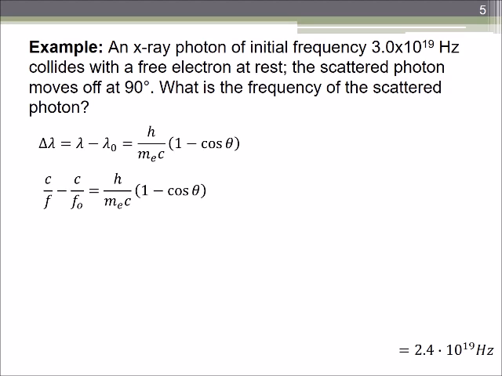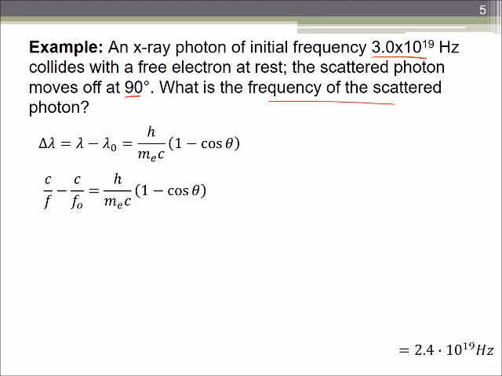So how do we use this math? Here we have the equation. So here we have an X-ray photon, initial frequency of this, collides with a free electron at rest. The scattered photon moves off at 90 degrees. What's the frequency of the scattered photon? So what we're trying to find is frequency.